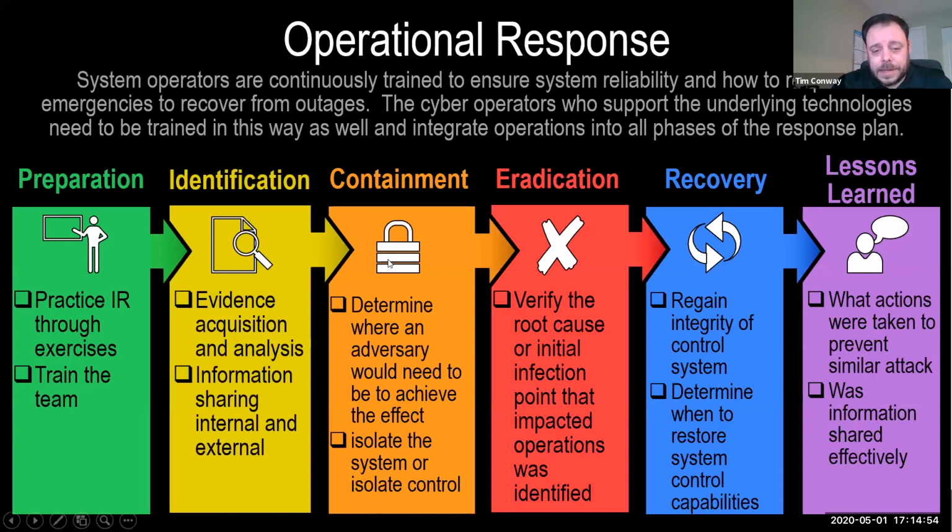On the containment side, think about the attack from the effect. So look at what was done or what is currently occurring that you're aware of, and then walk backwards and ask, where would an adversary need to be in our operational environment in order to do what they're doing? And be able to quickly isolate that system or those components in a way that provides some capability for you to isolate that control.